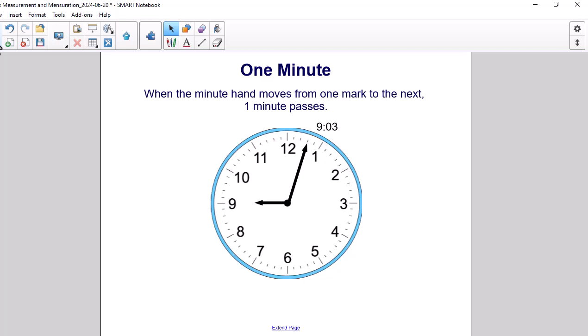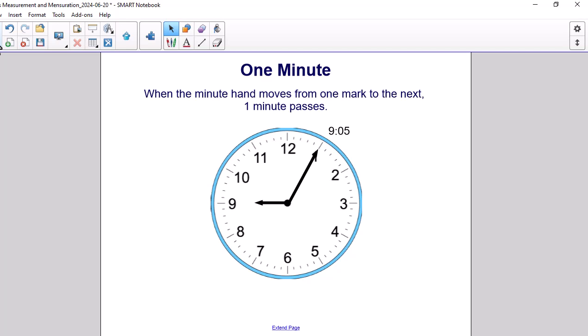Another minute passes. Now we're at 9:03. Notice the arrow is pointing at the third mark. When the minute hand is pointing at the fourth mark, that represents 9:04. And then when the minute hand points at the 1, because it's the minute hand pointing at the 1, we count by 5s. That's 9:05.